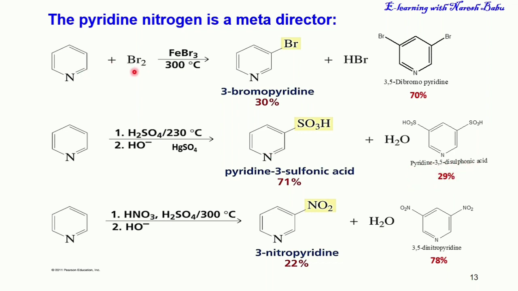In the case of bromination, that is halogenation of pyridine, it occurs in the presence of ferric bromide, FeBr3, at 300 degrees Celsius. As I told you, vigorous conditions are required, which is why this temperature is needed in all of nitration, sulfonation and halogenation. Both mono-substituted and di-substituted products are formed. The di-substituted product is more predominant than the mono-substituted. 3-Bromopyridine is a very low yield compared with 3,5-dibromopyridine.